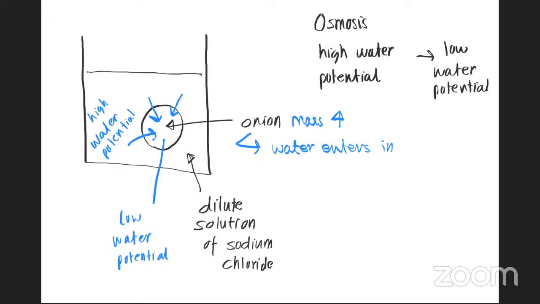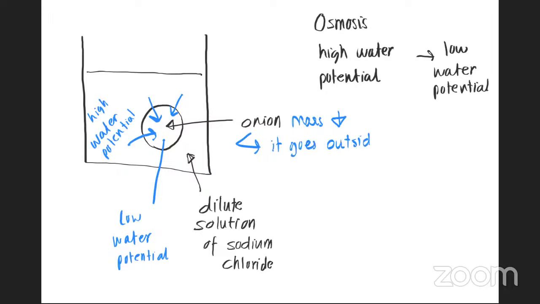Okay? After that, the next one is that the mass of the onion decreases when it is soaked in a concentrated solution of sodium chloride. So if the mass of the onion decreases, do the water molecules move into the onion or go outside? Yes, it goes outside.